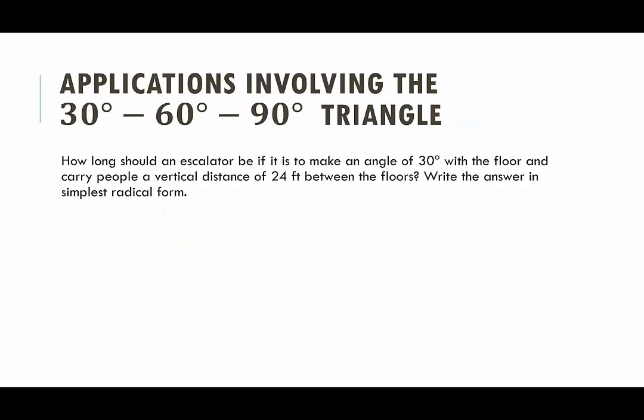Okay, let's look at some applications. How long should an escalator be if it's supposed to make a 30 degree angle with the floor and carry people a vertical distance of 24 feet between floors? So just get a visual here, and we're going to pretend that this is more like a diagonal moving sidewalk. I'm not going to worry about the fact that it's an escalator. The vertical distance, so that's from the top to the bottom, is 24 feet. We know that this should be a 30 degree angle, so this is the escalator and this is the floor, so we have a 30 degree angle.